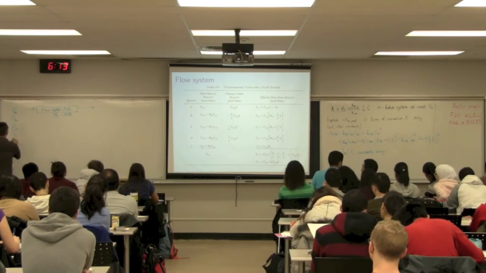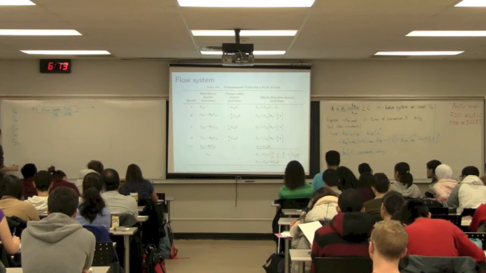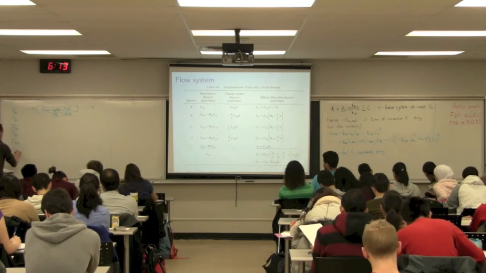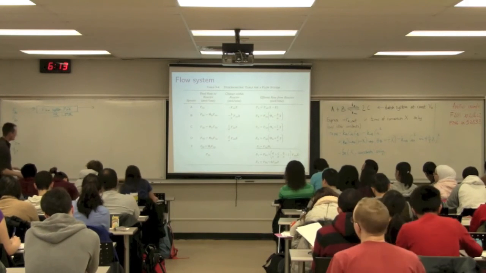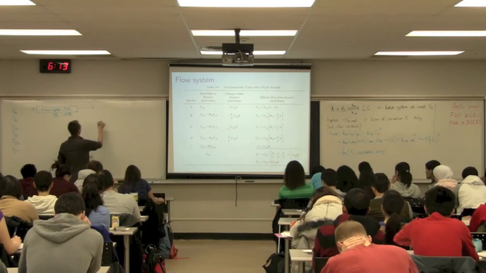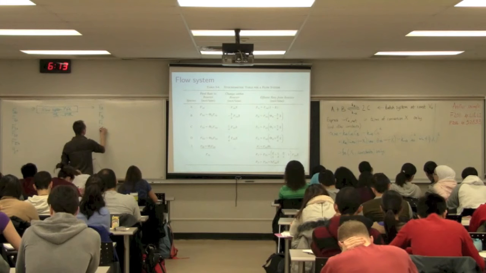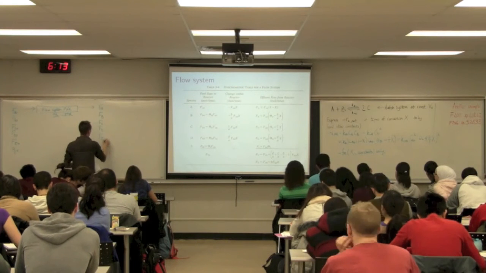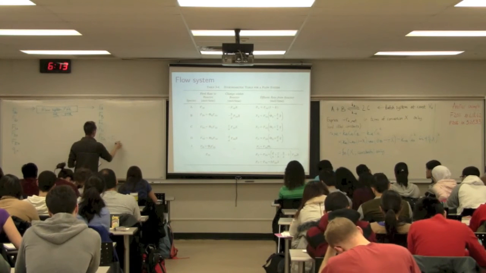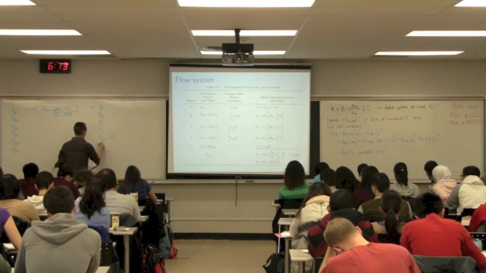We also have inerts flowing in, so FI naught. And these flow in at a flow rate of Q. Leaving the system is a flow of FA, FB, FC, FD. The inerts also flow out at the same rate that they flow in. And I have an outlet flow of Q.